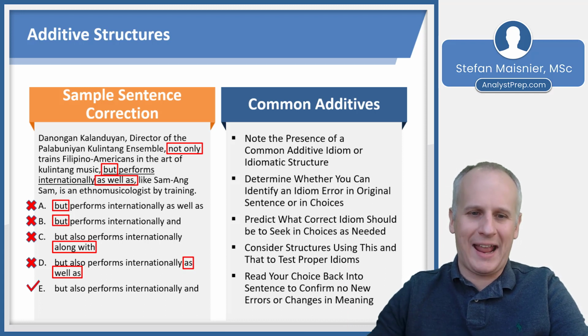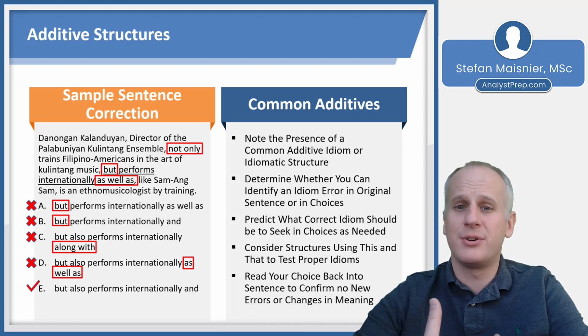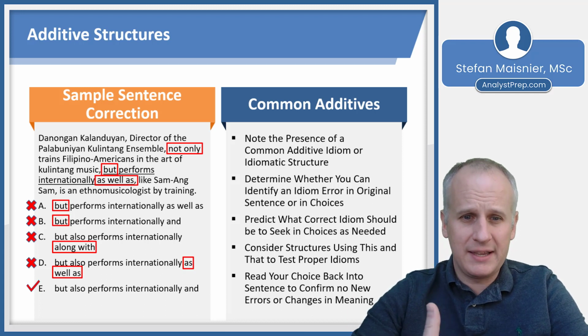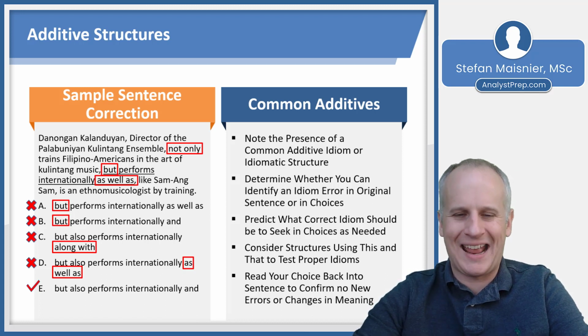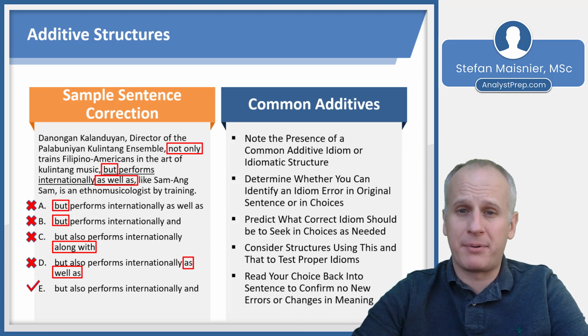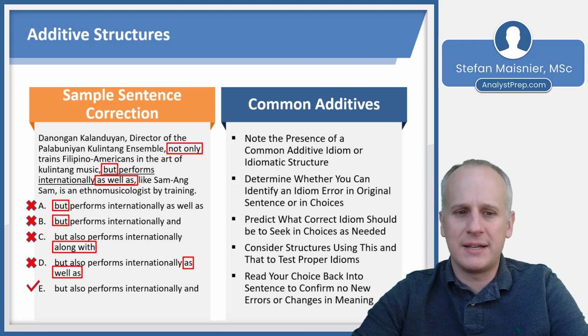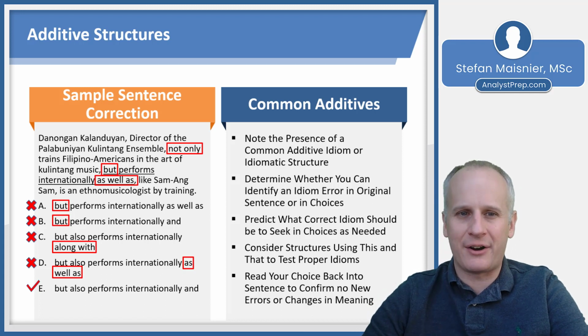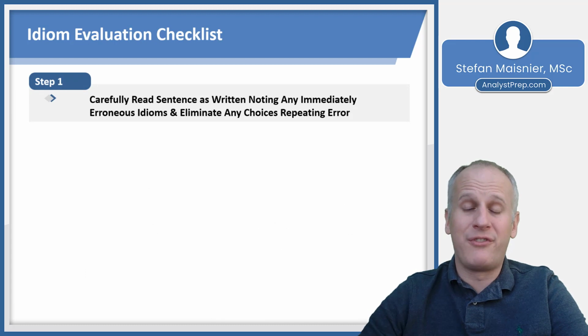Performs internationally, and Samang Song is an ethnomusicologist by training. So again, we've got the DK does this thing and this other thing. So performs and is, and that's a proper comparative additive. It doesn't have the word both in front of it, but doesn't confuse the meaning and is our correct answer. So, a whole lot of idioms, and we're far from comprehensive in this lesson, unfortunately.